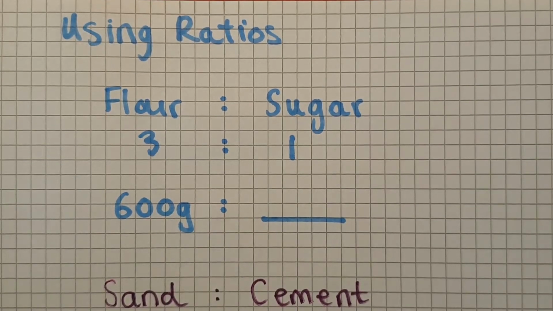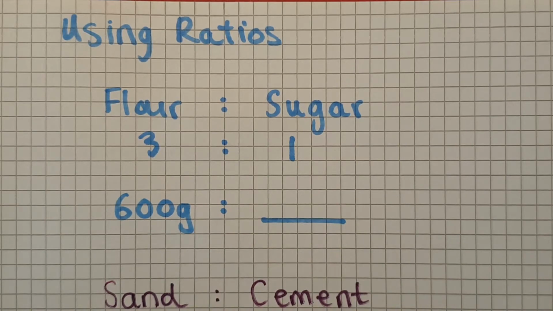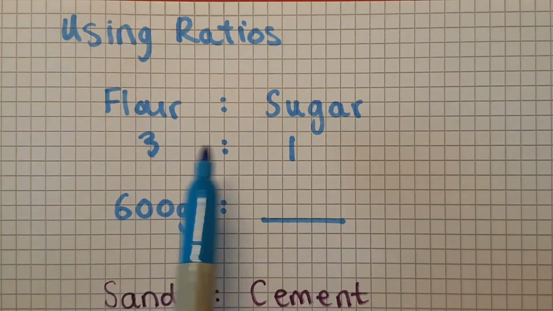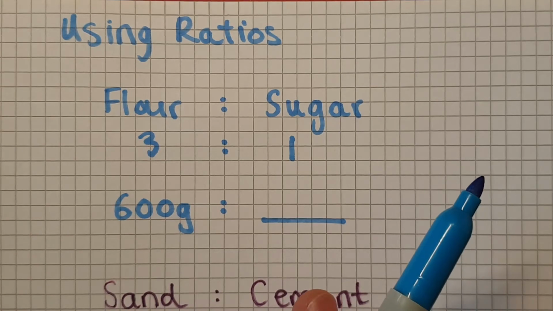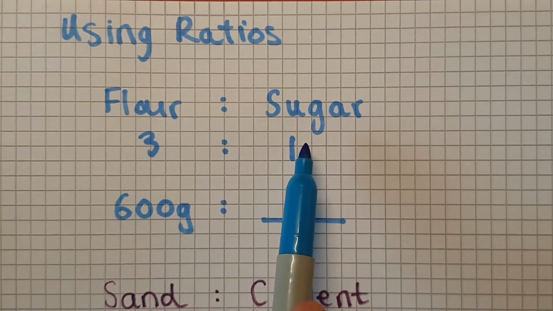In today's lesson, we're going to look at using a ratio to predict how much, if you have of one item, how much you need of the other item. So in the first example here, we've got a ratio of 3 to 1, so it's 3 parts flour to 1 part sugar. So it could be 3 grams to 1 gram or 3 kilograms to 1 kilogram. The units don't really matter right away. It just has to be, the flour has to be 3 times as much as the sugar.